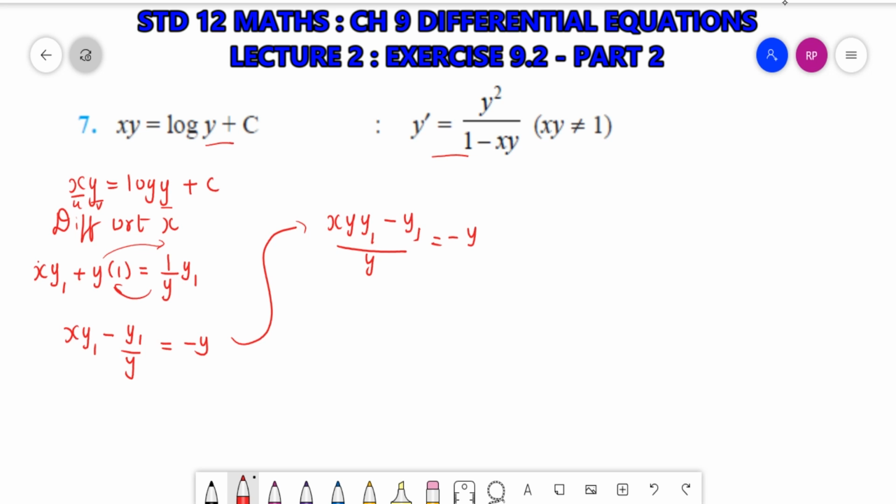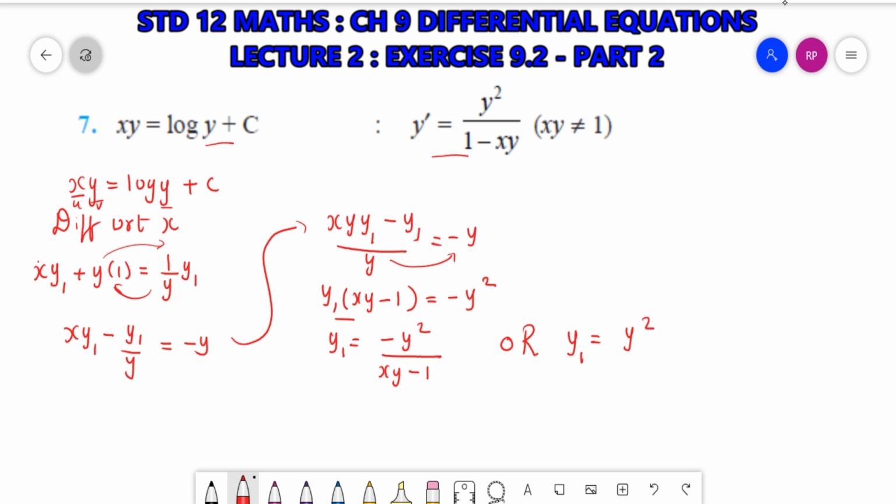So in numerator I can take y1 common. So xy minus 1. Now taking y on the other side, it will be minus y square. So y1 will be equal to minus y square upon xy minus 1, or taking negative sign common, numerator I will take y square, in denominator instead of xy minus 1, 1 minus xy.